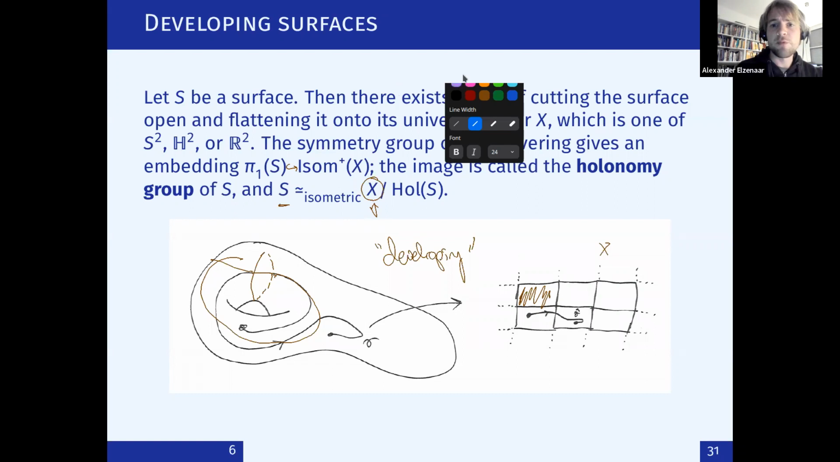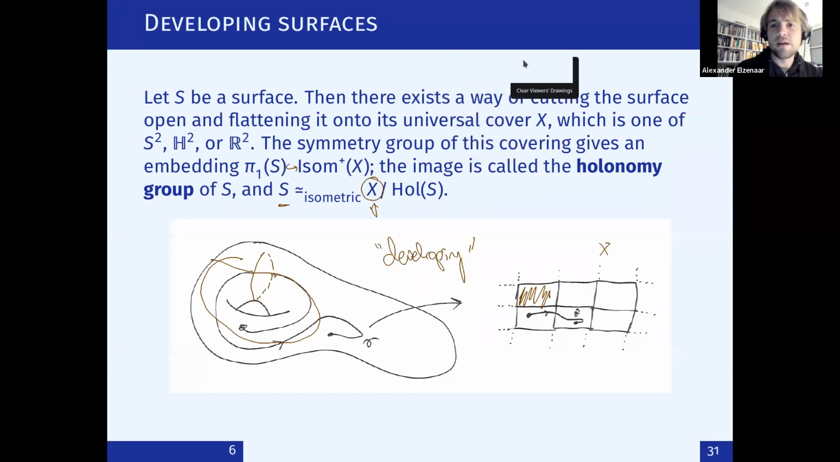In 2 dimensions, we have three kinds of geometry, and we can write every surface as the image of the quotient of some geometry under a group action, and we can get that group action in a concrete way by doing this developing process, by cutting the surface open and unwrapping it.